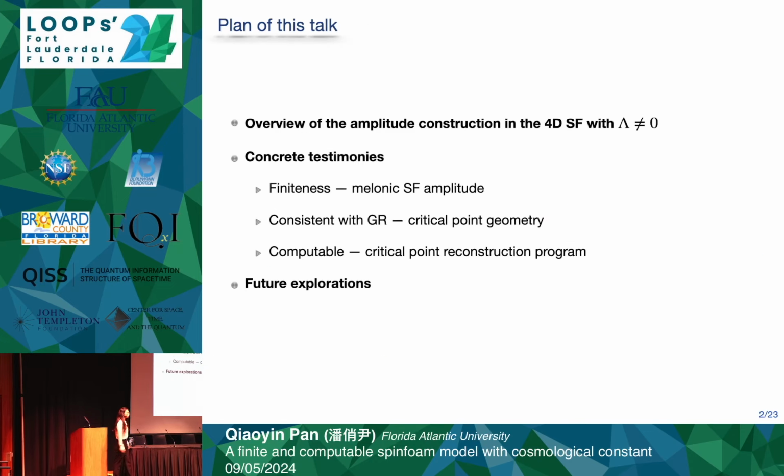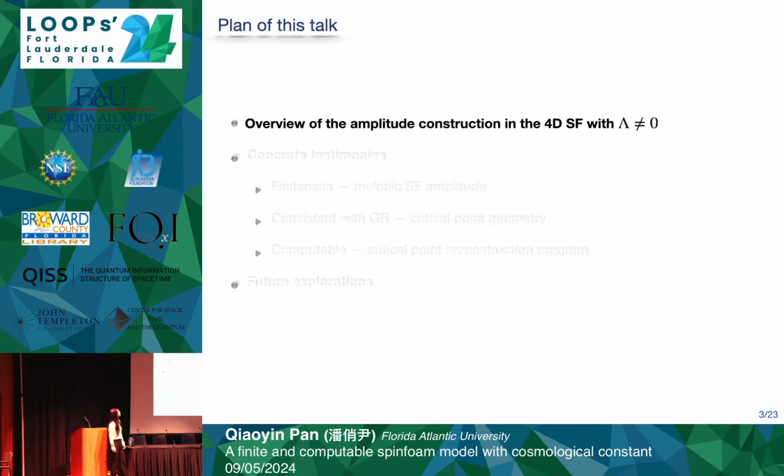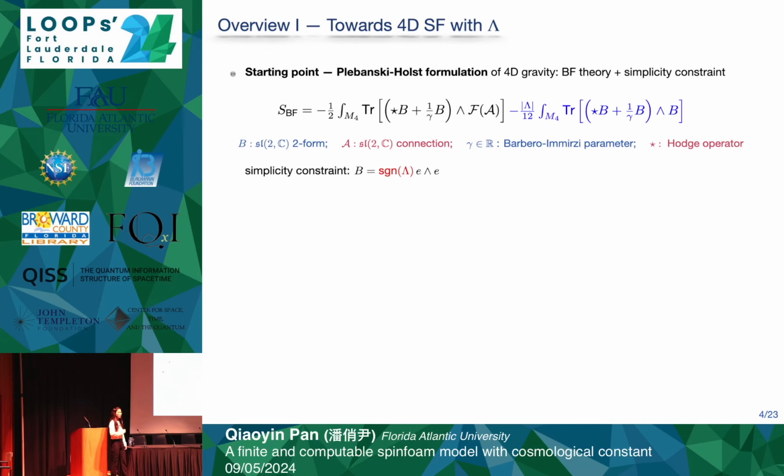The plan of this talk is the following. I will first give an overview of how the amplitude is constructed in this spinfoam model, especially how the vertex amplitude is constructed. Then I will provide some concrete testimonies for its finiteness, consistency with GR, and its computability. I will end this talk by pointing out some future explorations. So let me start the review part.